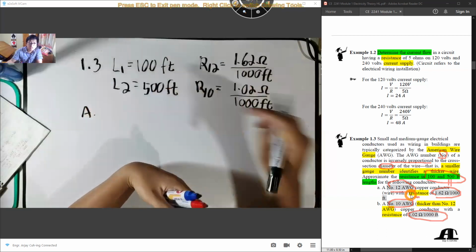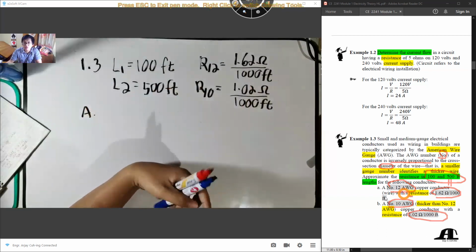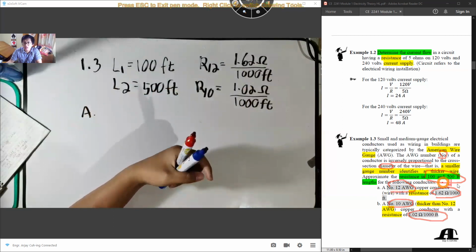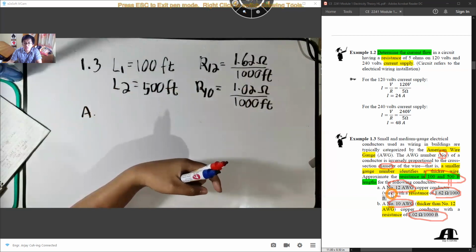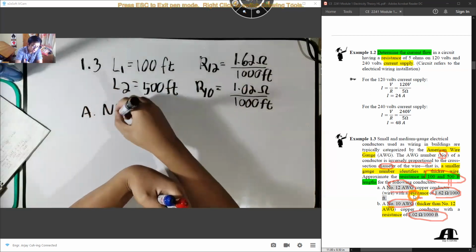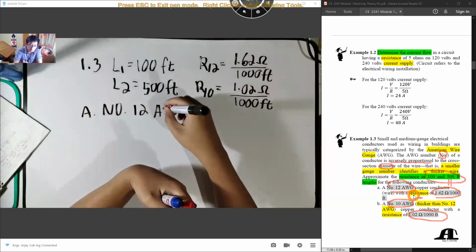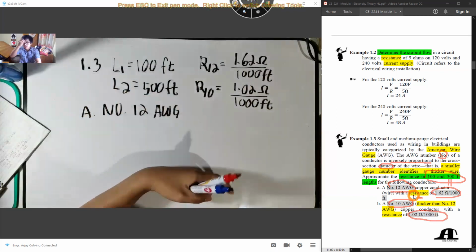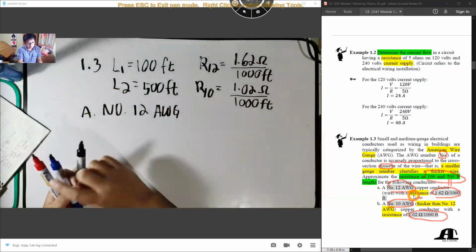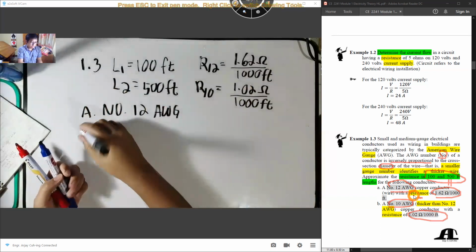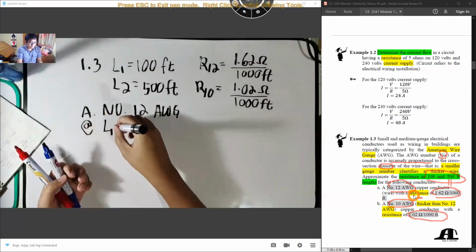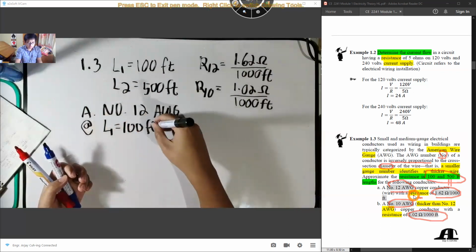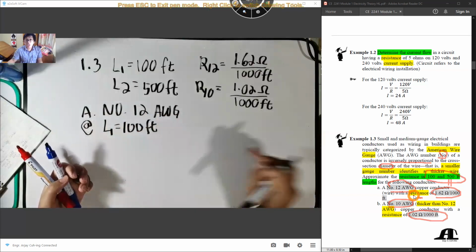So, let's first look at what they want. We will get the resistance from a given length. Let's start with the number 12 American wire gauge, at L1 equal to 100 feet. Okay? So, what is its resistance?